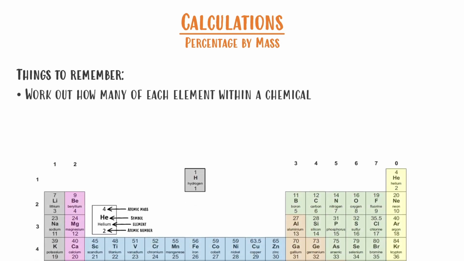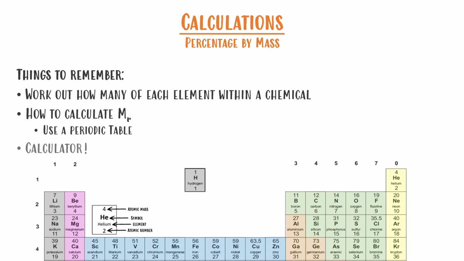In this video, we'll be looking at calculations, in particular, how to calculate the percentage by mass. Now here's a few things to remember. Starting off, we need to work out how many of each element there is within a particular chemical. We need to then calculate the MR. This we can use the periodic table for. And then we should remember we can always use a calculator. And this goes for all of your science tests at GCSE.